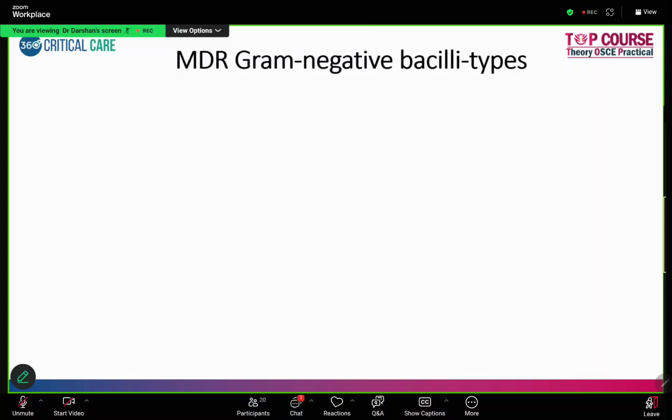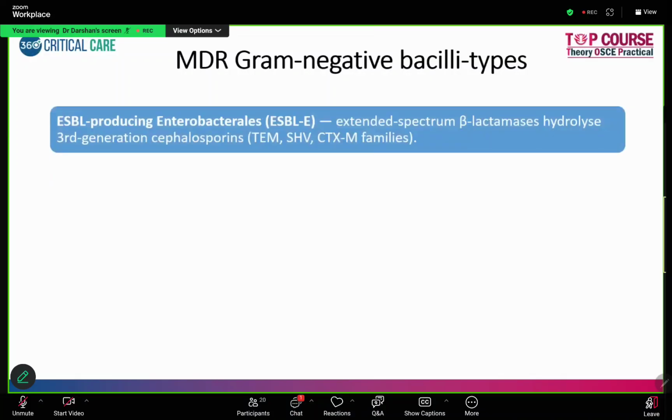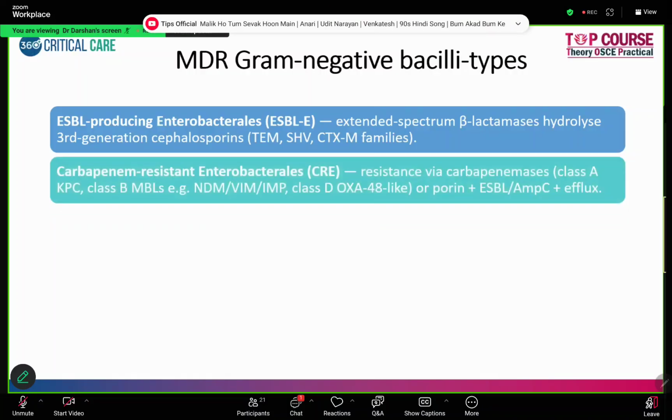Okay, coming to MDR gram-negative bacilli, before understanding how we treat them, we'll know what they are. Okay, so they are ESBLs, that is your Enterobacterales, which are resistant because they hydrolyze third generation cephalosporins. Okay, they are usually categorized as class A Ambler, and they have enzymes like TEM, SHV, CTX-M families. Okay, this is one group of MDR GNB.